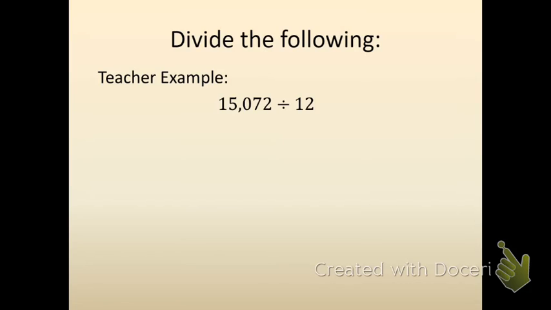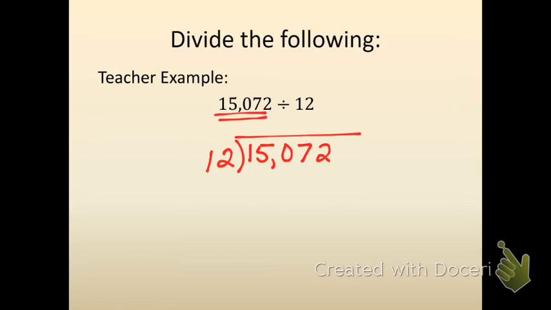So we remember that the first number is the one that goes inside the house, 15072, and 12 goes on the outside. So we're going to start dividing. Generally speaking, you want to think about having something above every single number, so you can make sure you don't forget anything. So I'm just going to put an X above the 1 because 12 doesn't go into 1.